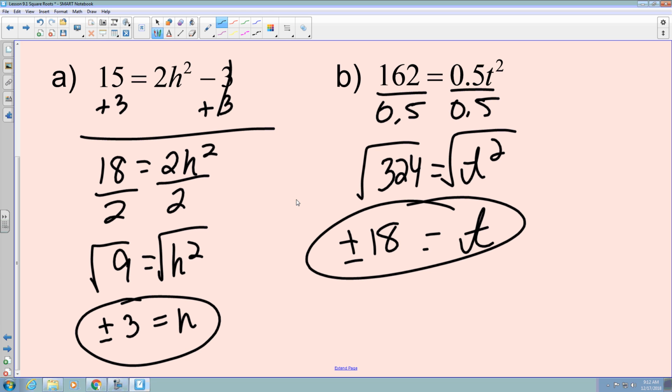Okay, and that is being able to use square roots with approximations, being able to use square roots in equations, and that's about it.